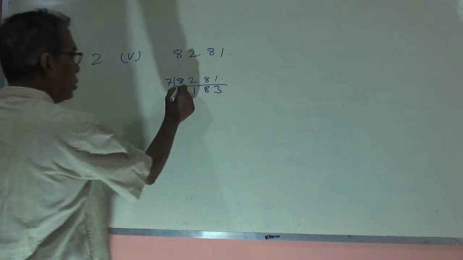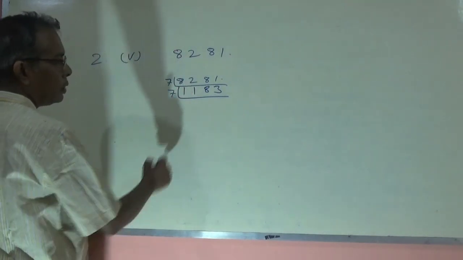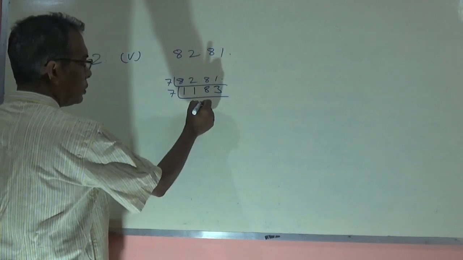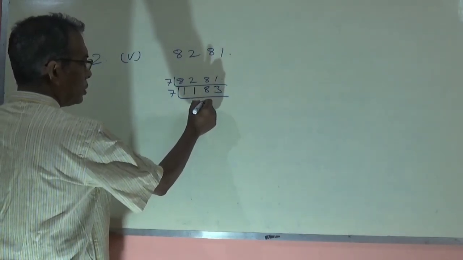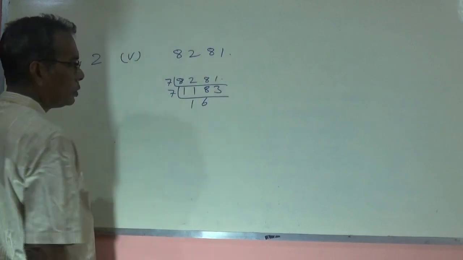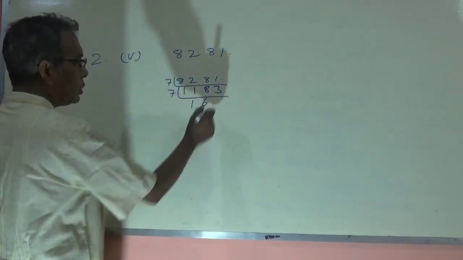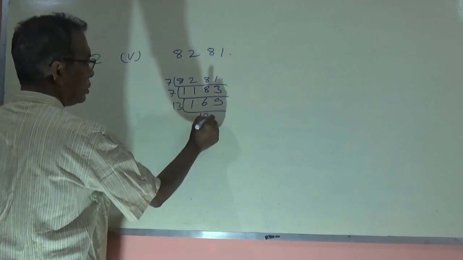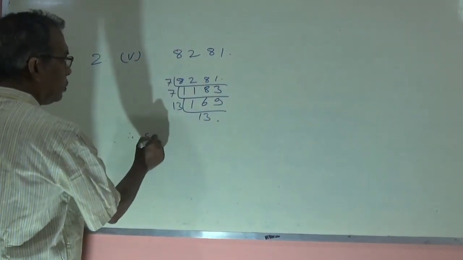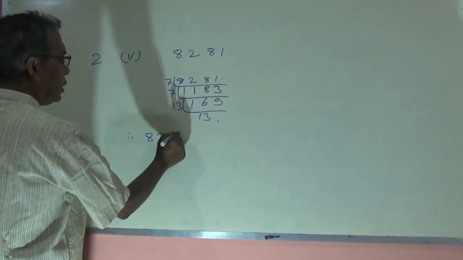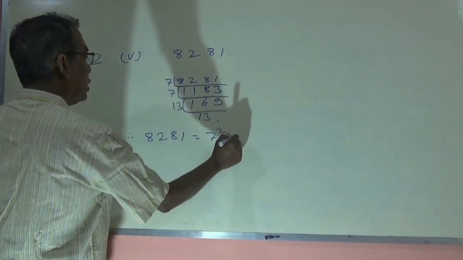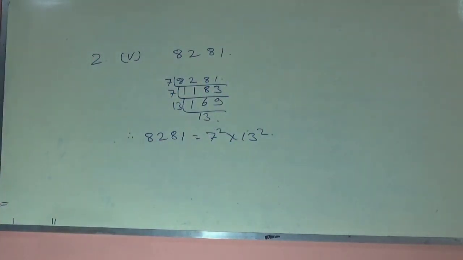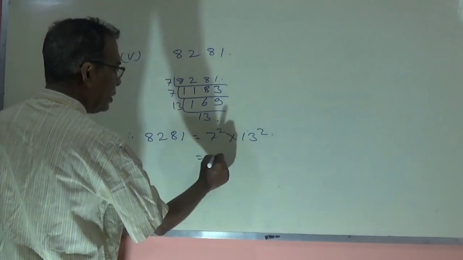Now again divide this one by 7. 7 ones are 7. 7 9s are 63. Then 13. So 8281 you can write as 7 square into 13 square. So I am finding that on these two prime numbers the square sign is there. So therefore it is a perfect square. What they are claiming is correct.